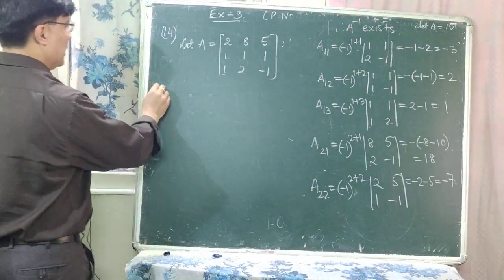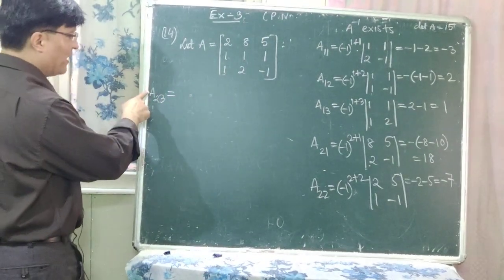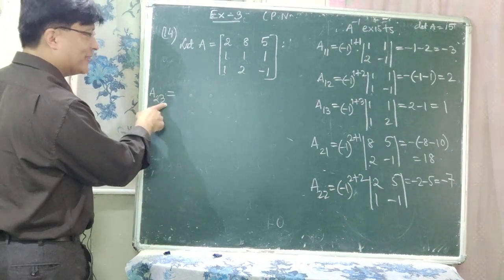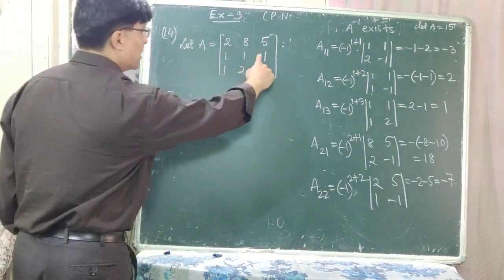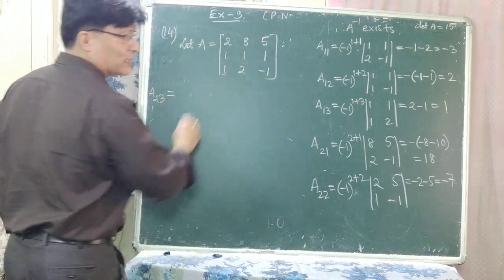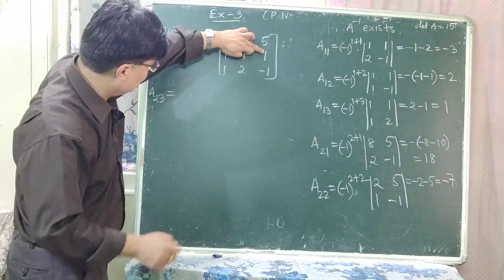Next, A23. So what is A23 now? Cofactor of the element belonging to the second row and third column. Second row and third column. That means this one. You have to find out the cofactor of this one, right?